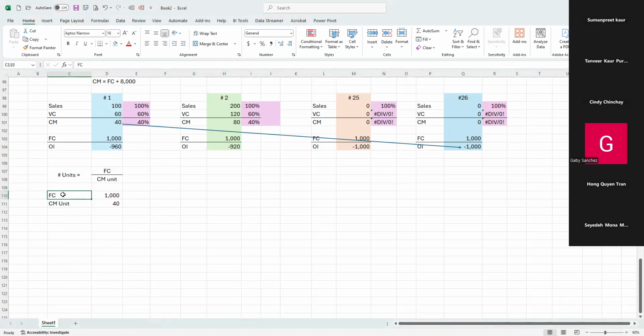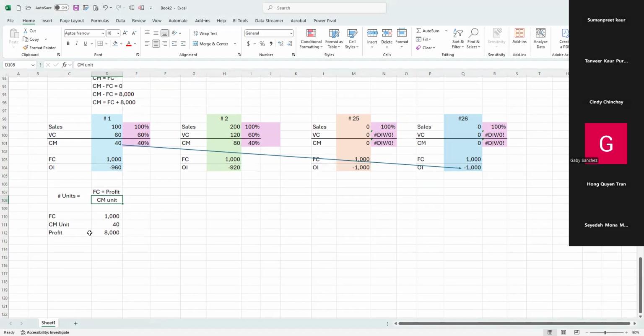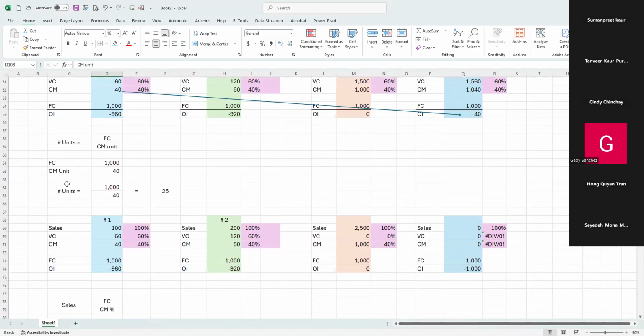Do I know my fixed cost? Yes. Do I know my contribution margin per unit? Yes. Do I know how much profit I want? Yes. $8,000. So what do I have to do? Substitute in the formula, add the profit here. Let's do the calculation.